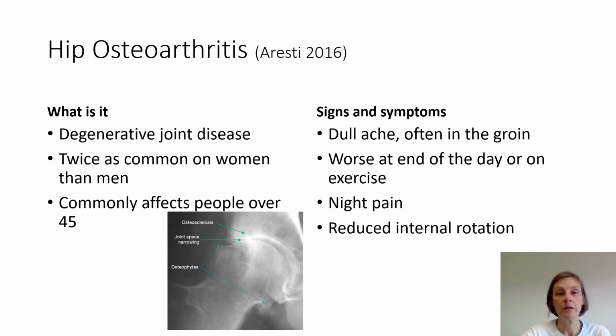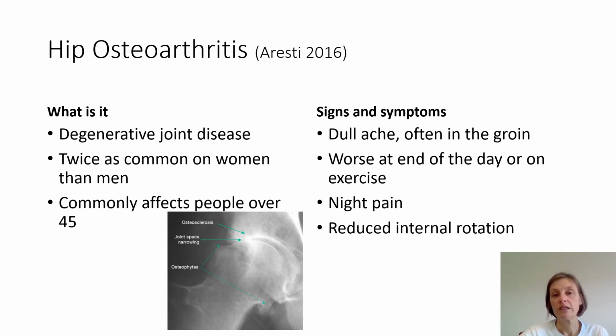Osteoarthritis is probably the most common of the hip conditions. It's the second most common osteoarthritic condition after knee, and it affects significant numbers of people across the UK. Osteoarthritis is a degenerative joint disease. You might hear it sometimes called wear and tear, but that's not necessarily a very accurate description of osteoarthritis. It's twice as common in women than men, and it commonly affects people over the age of 45. You'll see from the image here, it's characterised on radiograph by narrowing of the joint space and may include bony growths called osteophytes.